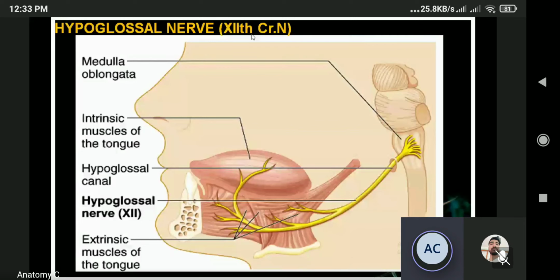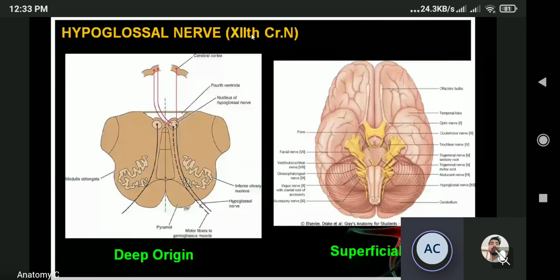So hypoglossal nerve. We have the deep origin, that is the nuclear origin, and next one is the superficial origin. Regarding the nuclear origin, in the previous practical class, I drew the floor of the fourth ventricle. In the floor of the fourth ventricle, medial to the sulcus limitans, we have the hypoglossal trigone. So deep to the hypoglossal trigone, we have the motor nucleus of the hypoglossal nerve. So that is the deep origin.